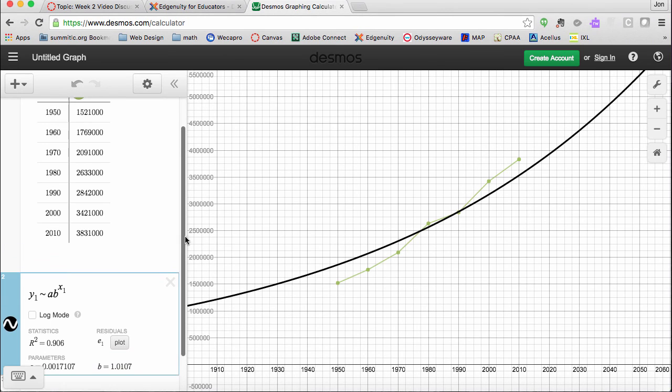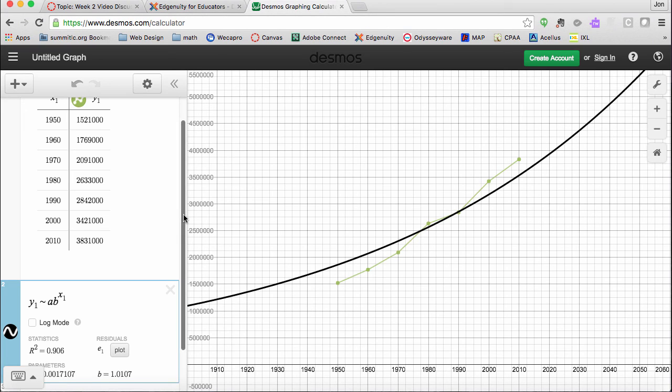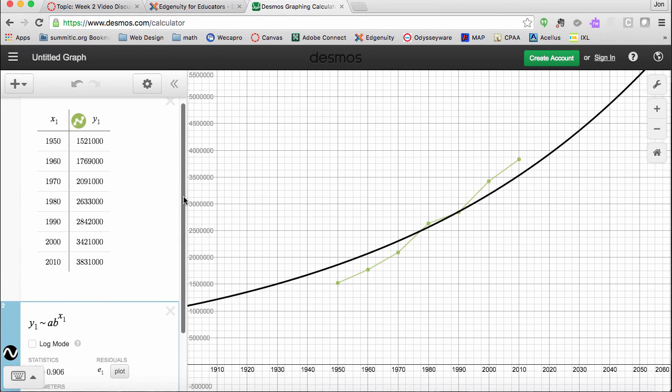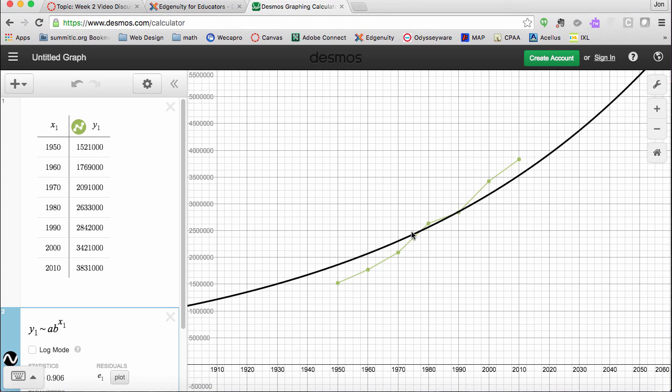All right, hopefully that's a good introduction to using the Desmos calculator and working with data and coming up with functions that fit our data.